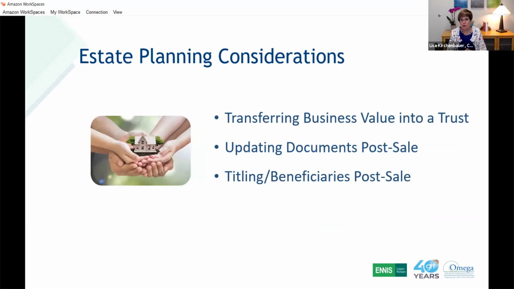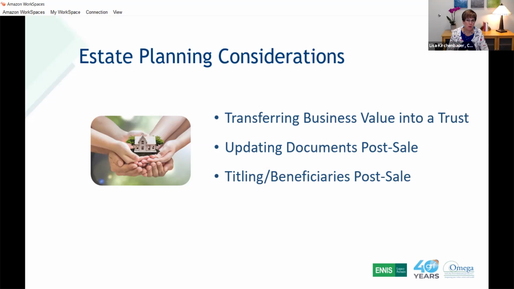Okay, so a final one is estate planning. And again, this is just like Walter's tax planning. And he alluded to some techniques that you can utilize. Transferring business value into a trust. You've got to do this before the transaction. You can't wait until the transaction.